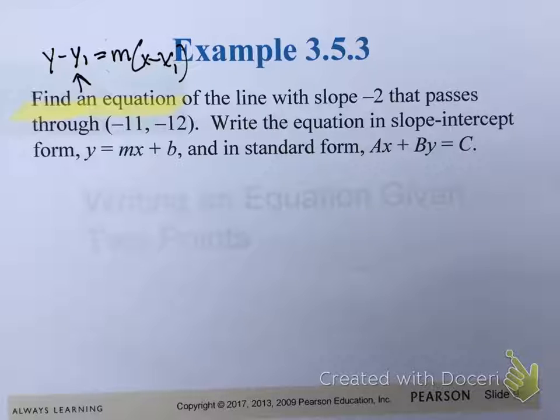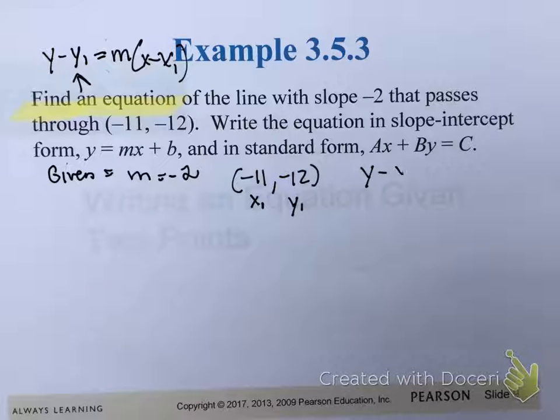All right, so let's write down what we're given. We're given that m equals -2. And we also know that we have a point (-11, -12). I'm going to label those values. -11 is x sub 1, and -12 is y sub 1. Why? Because that's the only point we're given, and that's the x value and the y value. Okay, now I'm ready to use my formula.